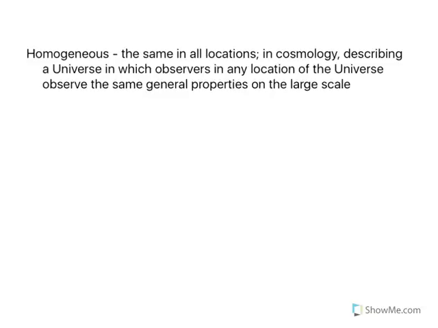Homogeneous in its broad term means the same in all locations. In cosmology, homogeneous describes a universe in which observers in any location of the universe would observe the same general properties on the large scale. So let's once again put you in the universe, and this time let's give some kind of coordinate system here. Let's give a north and a south and an east and a west based on the galactic plane and looking top down on the galactic plane.